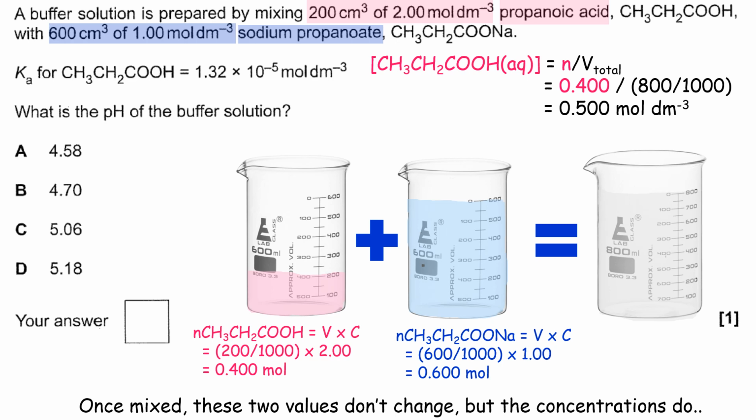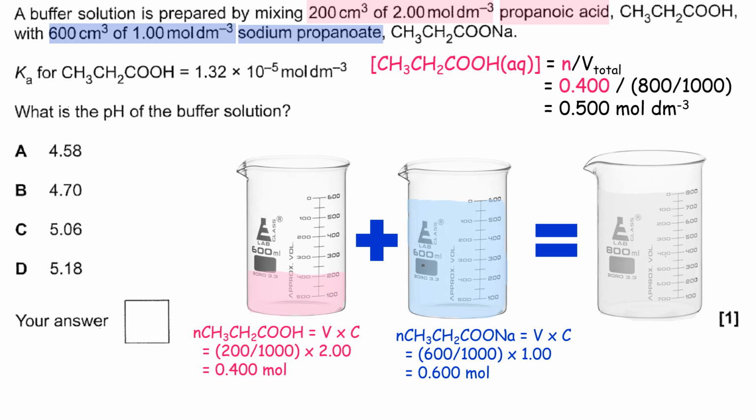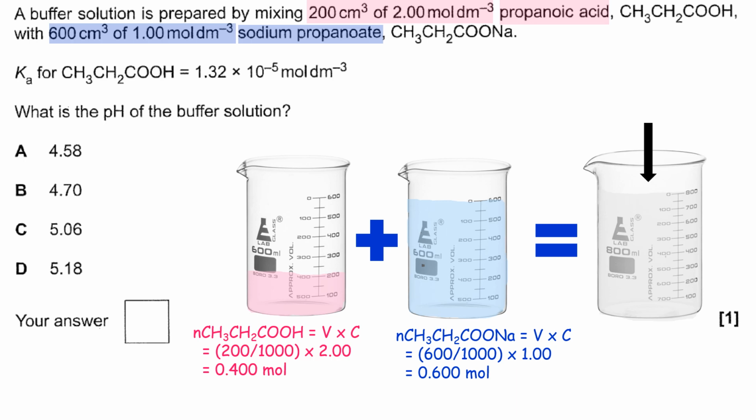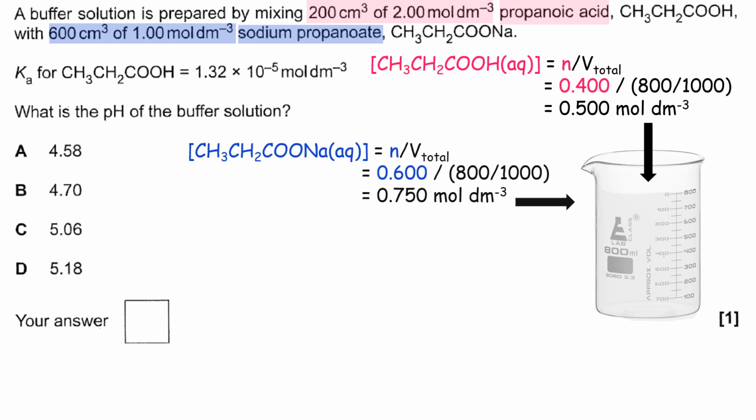So for example, the concentration in the new mixture of the propanoic acid is going to be 0.4 over the total volume. Now the volume in total is going to be 800 over 1000, so that's going to make 0.5 moles per decimeter cubed. We need to do the same thing for the propanoate as well. So looking at the propanoate, that's 0.750.